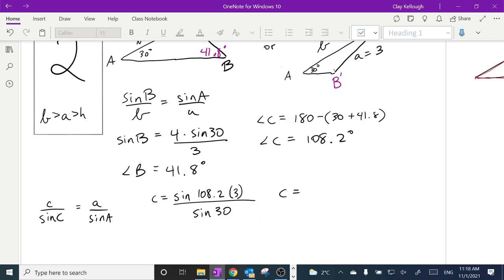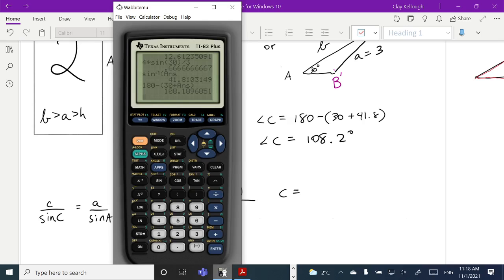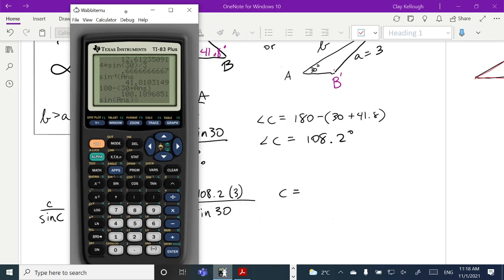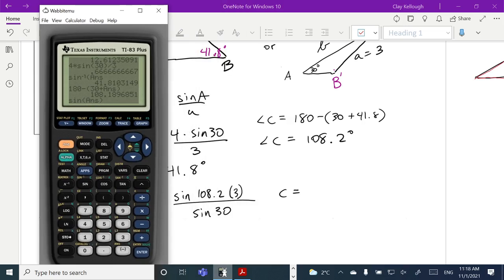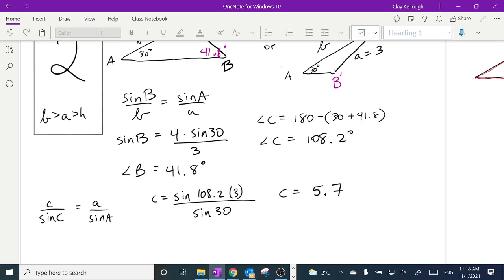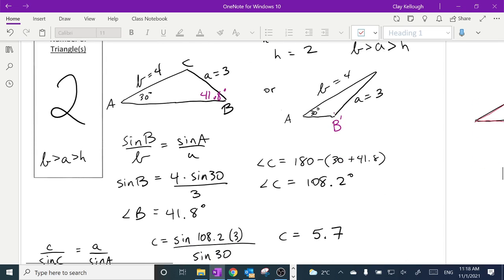And I'm going to punch buttons on that. So sine of the angle I just figured out, and again, those of you without an answer key, just hit the sine, assuming that 108 point whatever is still on your screen. And I can't see my calculation. There we go. Times 3 divided by the sine of 30. And this is a side, not an angle, so no inverse anything. So c is 5.7. Are we in centimeters? We're in centimeters.